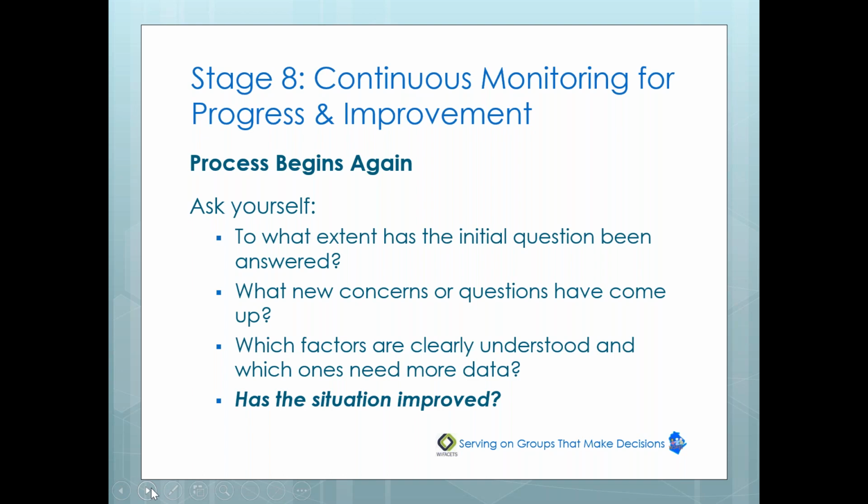So, using data in a decision-making group, it's really a process to see how well the action plan is working, and effective continuous progress monitoring often answers questions like: to what extent has the initial question been answered, what new concerns have come up, what factors are clearly understood and which ones need more data, how has the situation improved. So monitoring for progress and improvement gives group members a chance to see the results of their hard work.